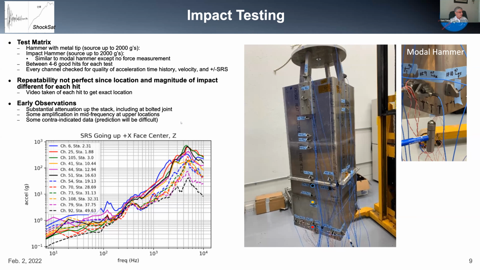So some early observations. Of course, we have quite a bit of attenuation as we go up. We would expect that. We have distance, we have joints, we have bulkheads where the energy splits the path. We have some amplification at lower frequencies, as with some of the modal response, where sometimes the low frequency is higher up here than it is down here, just due to the modal response.